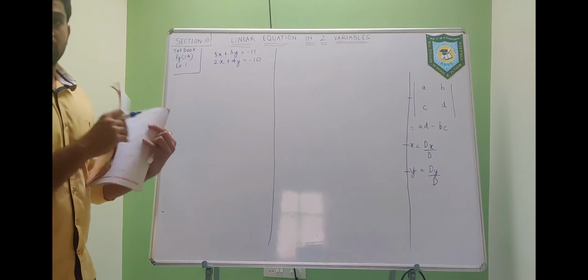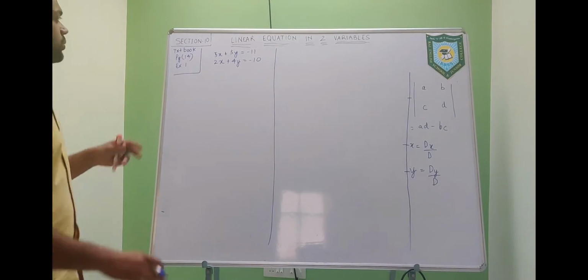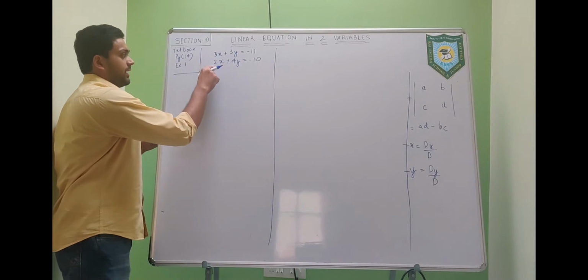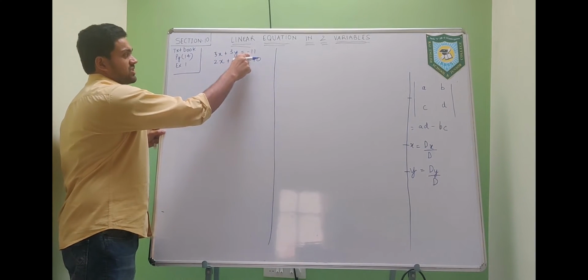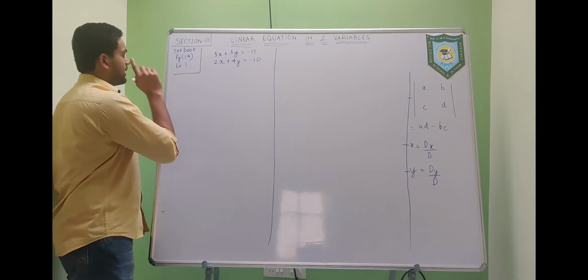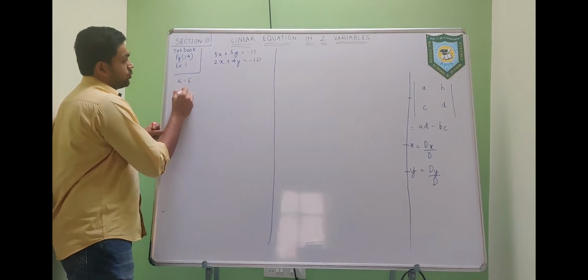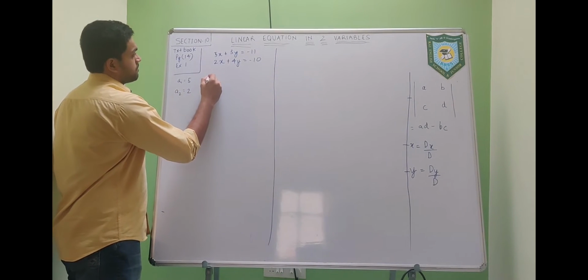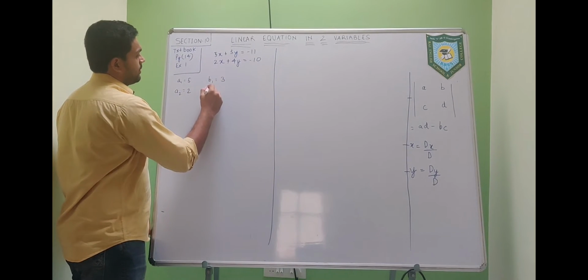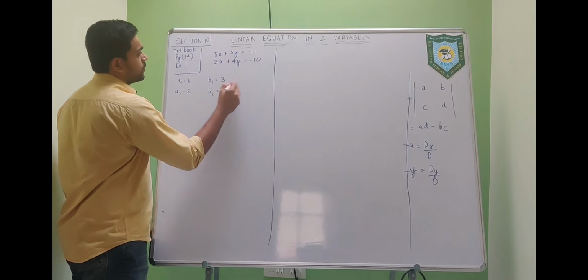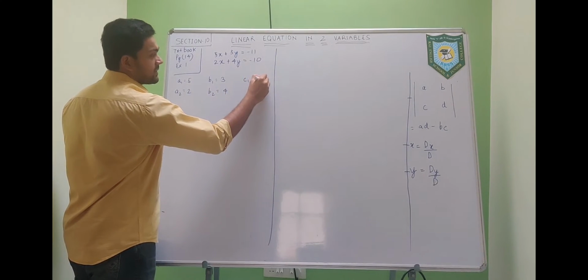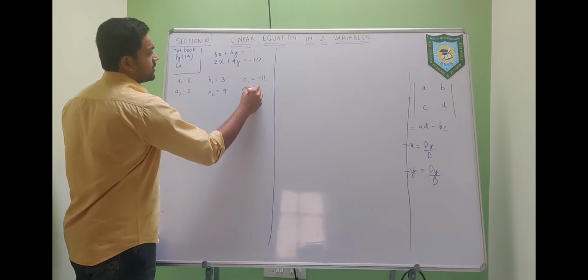Now, as I said earlier, first we need to write down what information we have. So this is A1, A2, B1, B2, C1, C2. So we're going to write down what the values are. A1 is 5, A2 is 2, B1 is 3, B2 is 4, C1 is minus 11 and C2 is minus 10.